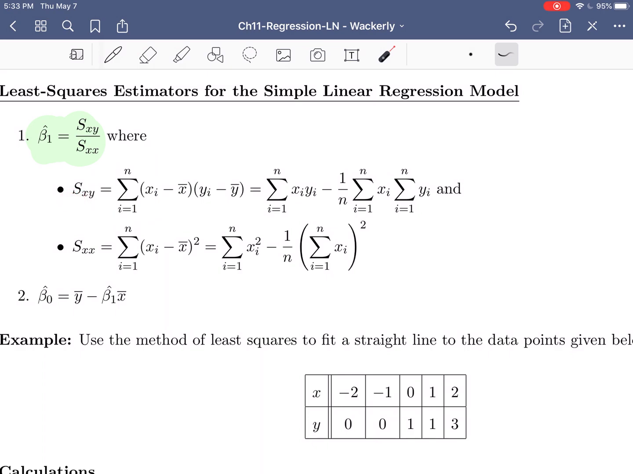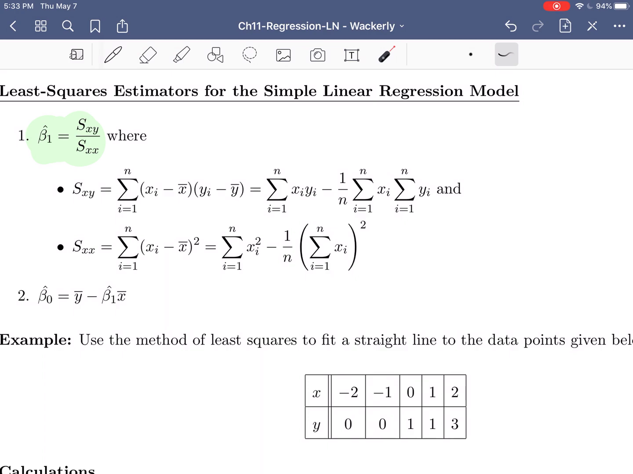For S sub xx, it's the same general idea. We take the x values minus their mean, times the x values minus their mean, and we sum all of those up. That's why we have a square here. Now, that's the formula, but in practice, we will add all of that up in a different fashion. It will be less costly and simpler for us to do it this way.